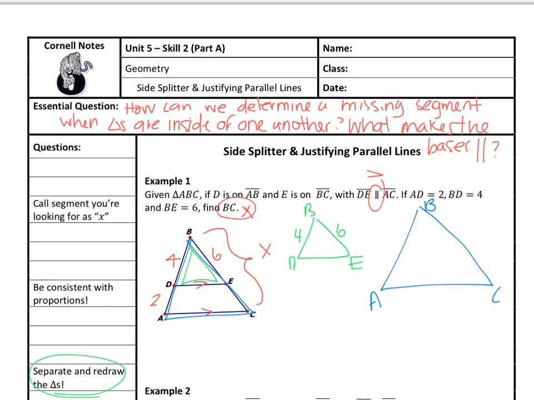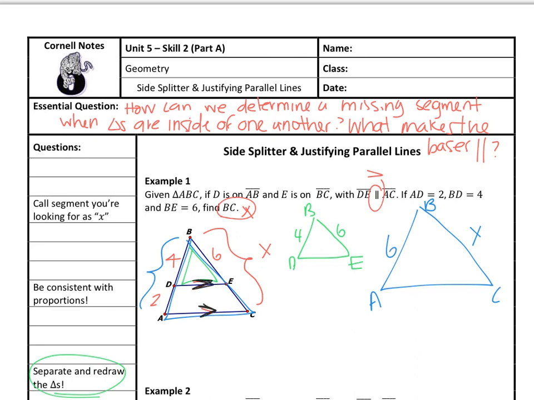We know that BC is the length of X, and if I take 4 and 2 together, they make 6, the whole length of AB. So now we've got two triangles oriented the same way, looking the same as one another. One's just bigger, the other one's smaller. And because these lines are parallel, this is an important piece of information.